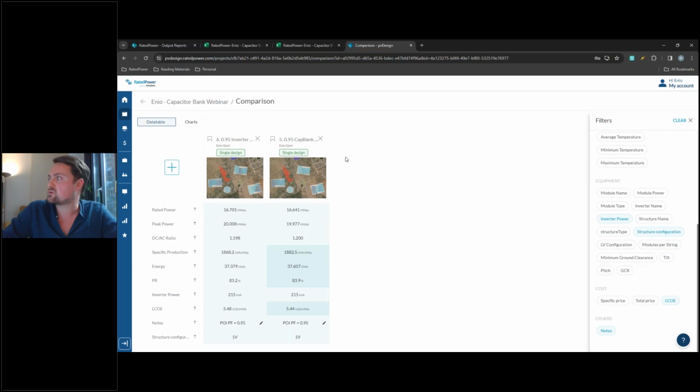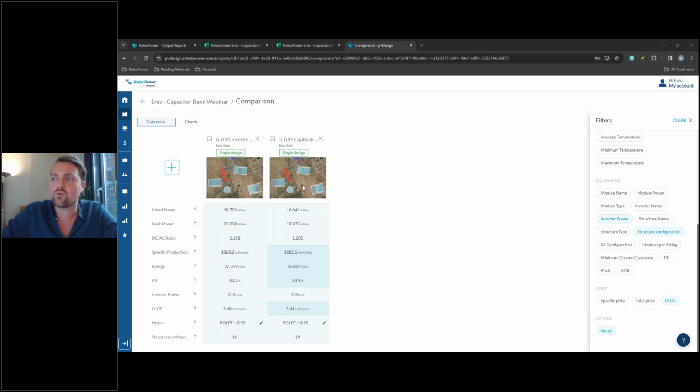In this case, I've chosen some that are relevant for the design. It's quite interesting that the rated power for the first design is higher and the peak power is higher, but when it comes to specific production, we have a higher value for the hybrid method. We have a higher energy produced for the hybrid, a higher performance ratio, and a lower LCOE value as well. So this can serve as an indicator for a preliminary study, in order to choose a reactive power compensation method and to choose the correct one that fulfills the requirements we have for our design.